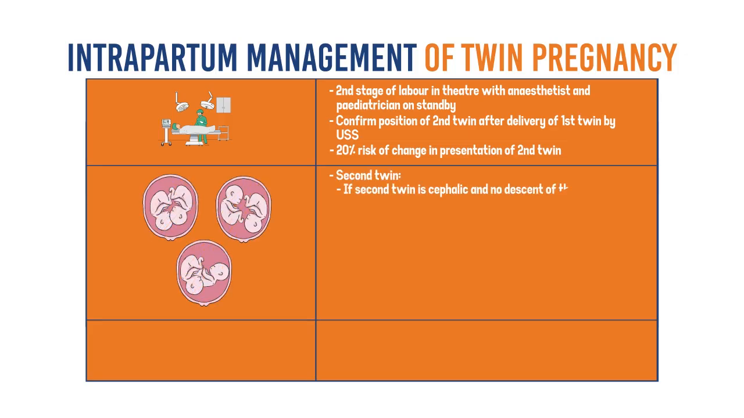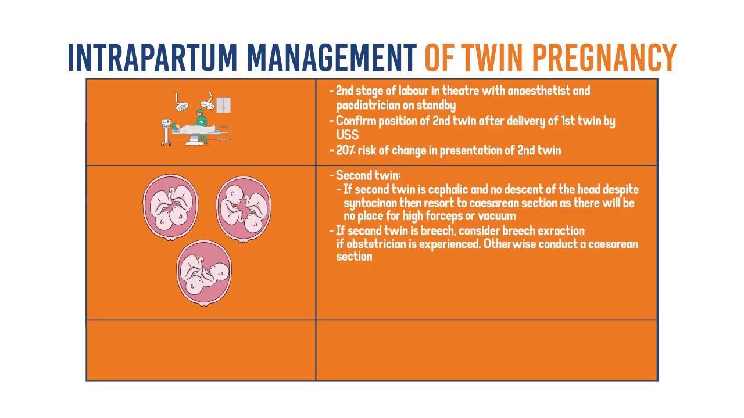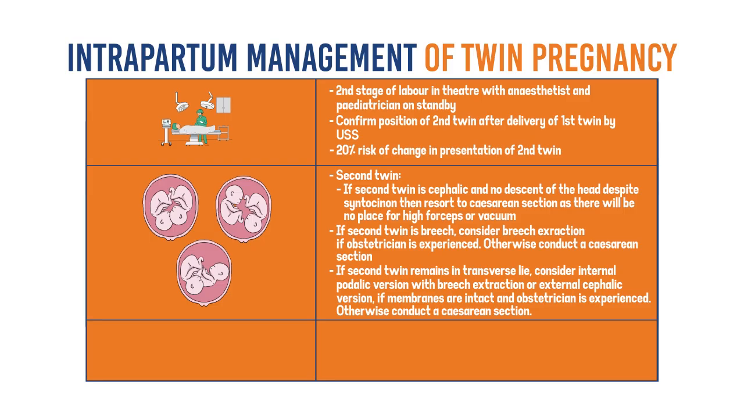If the second twin is cephalic and there is no descent of the head despite syntocinon, resort to cesarean section, as there will be no place for high forceps or vacuum. If the second twin is breech, consider breech extraction if the obstetrician is experienced. Otherwise, conduct a cesarean section. If the second twin remains in transverse lie, consider internal podalic version with breech extraction or external cephalic version if membranes are intact and the obstetrician is experienced. Otherwise, conduct a cesarean section. All precautions should be taken to prevent postpartum hemorrhage, as there is risk of atonic postpartum hemorrhage.